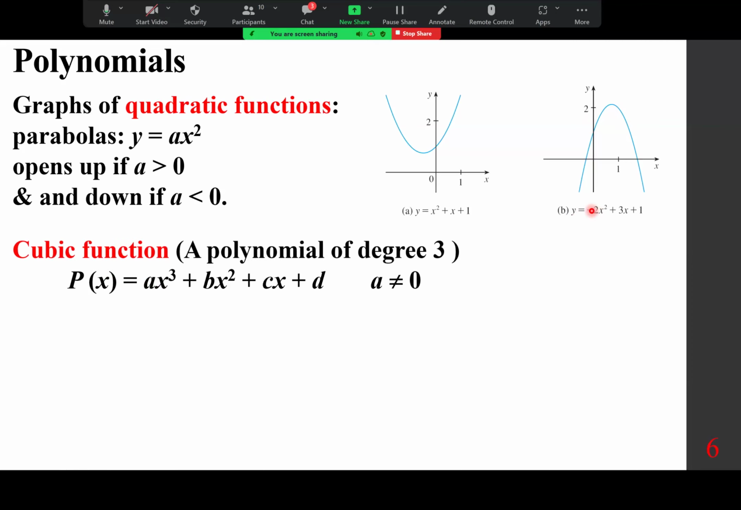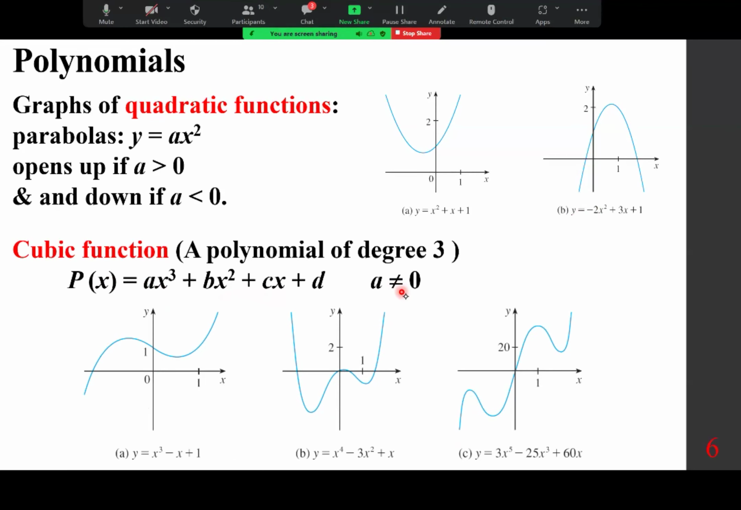Cubic functions. When the degree is 3, we call it a cubic function. P of x equals ax cubed plus bx squared plus cx plus d, and a can't be 0. And it will look like this one. When the degree is higher, y equals x to the power of 4 minus 3x squared plus x looks like that one. When it's even higher, looks like that one. For example, y equals 3x to the power of 5 minus 25x cubed plus 6x. You can use a graphing calculator, graph them to have an idea.